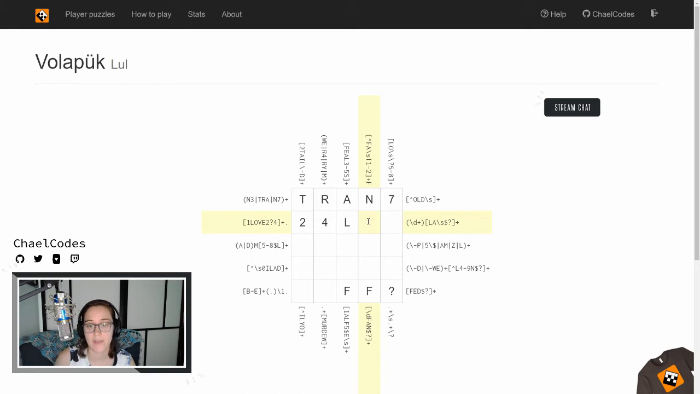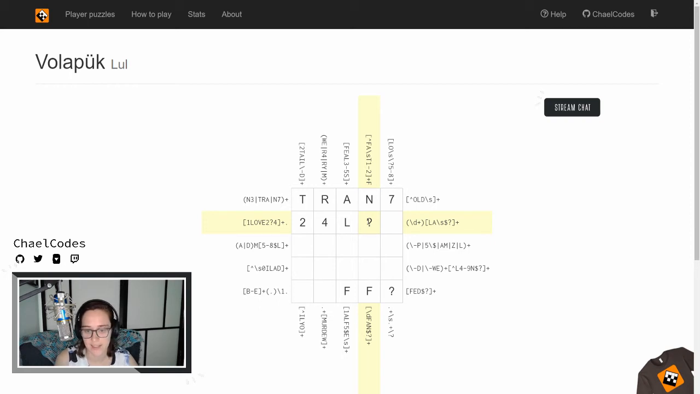Those are going to validate against my left, top, and right regex pattern. If I look at my bottom regex pattern, I don't have an L in that character set, but I do have a question mark. So that is going to validate against all of those. Let me check this really quick.